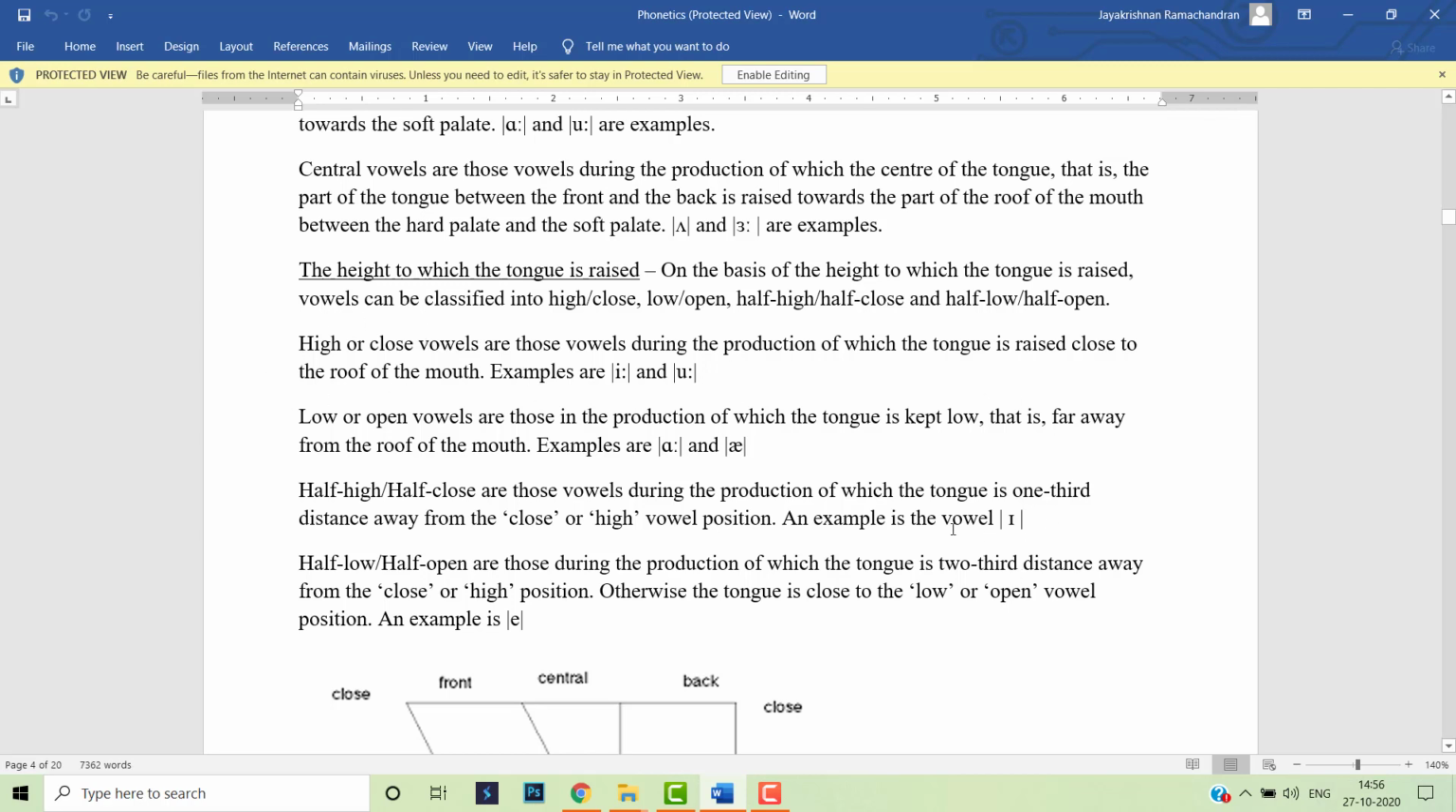Now half low or half open vowels are those vowels during the production of which the tongue is 2/3 distance away from close or high position.